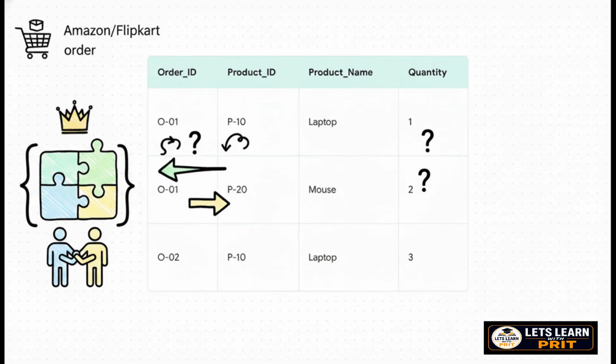And simply using the product ID won't work either. हम एक यूनिक रिकॉर्ड आइडेंटिफाई करने के लिए ऑर्डर आईडी और प्रोडक्ट आईडी दोनों को मिलाकर एक कंपोजिट की बनाते हैं. They have to work together as a team.